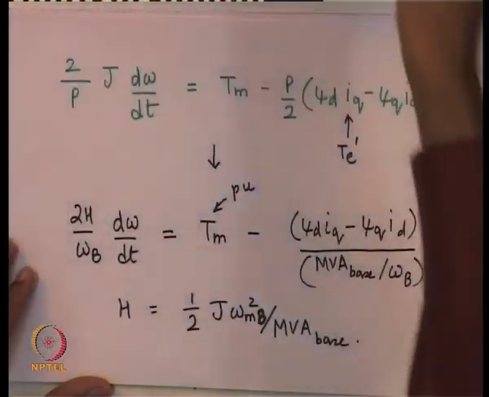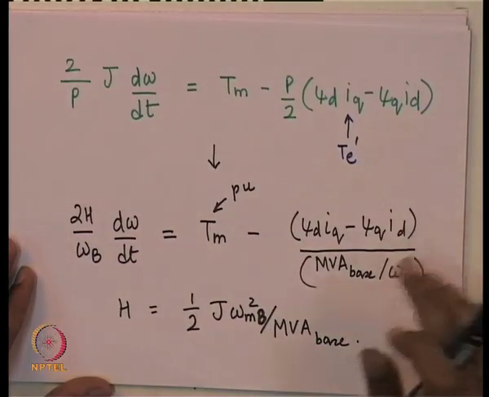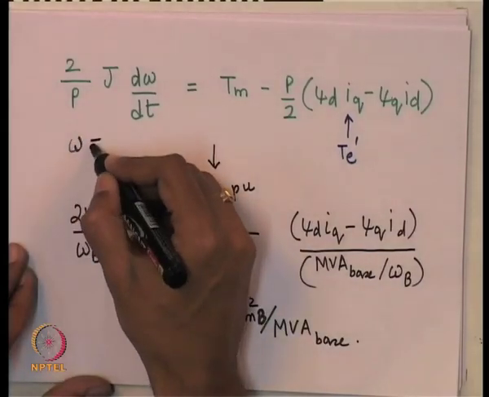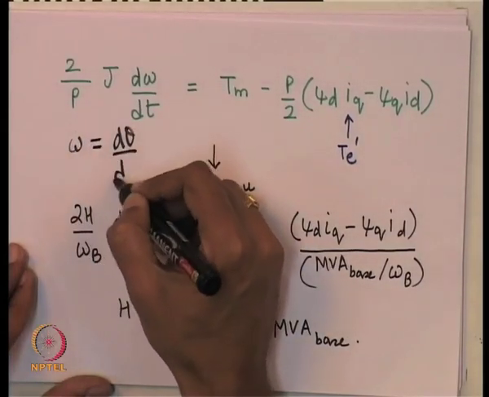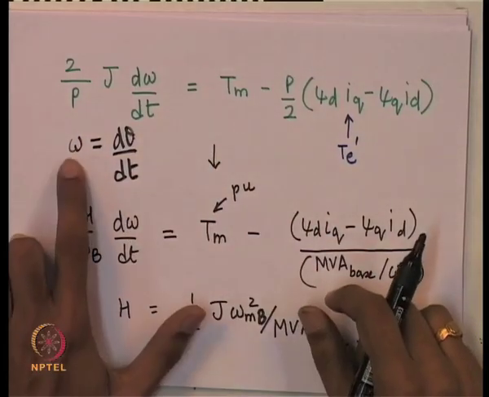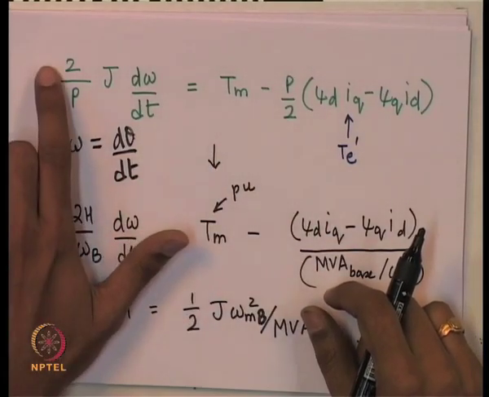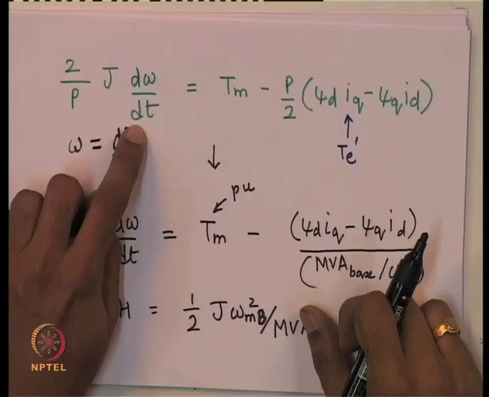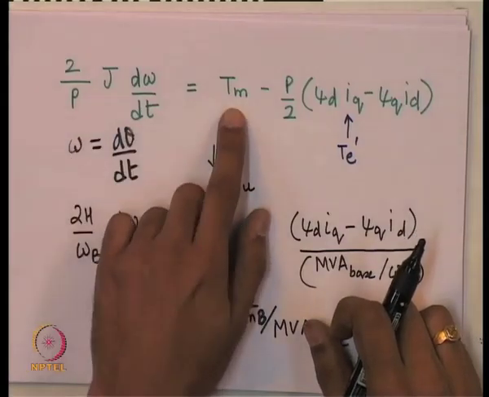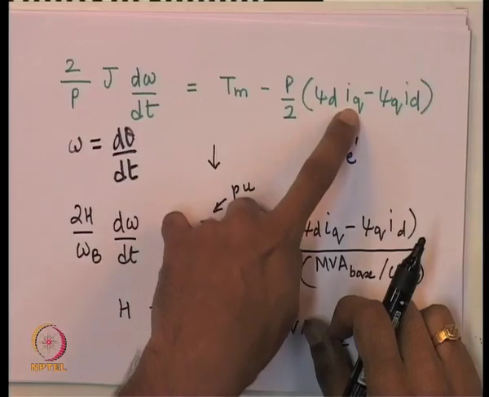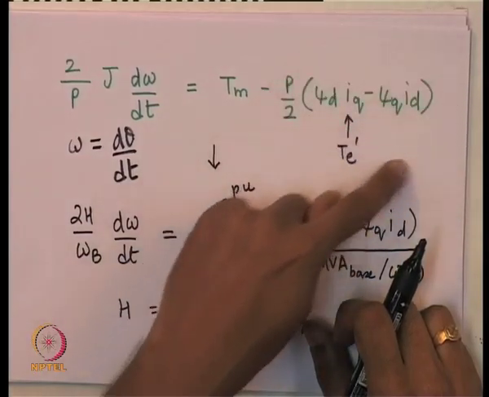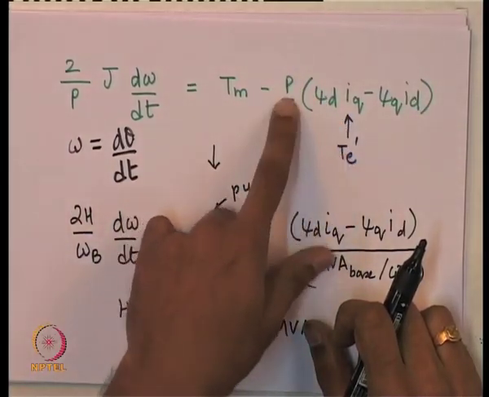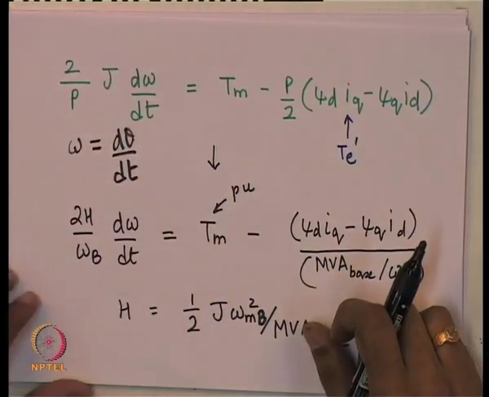Now, our discussion would not be complete unless we talk about how omega or theta vary. In fact, omega itself is d theta by dt, this is the electrical angle theta, omega is the electrical angular frequency. So, we got this equation sometime back, 2 by p, p is the number of poles, J d omega by dt, J is the moment of inertia, is equal to Tm minus p by 2 into psi d Iq minus psi q Id. It is a very neat term for the Te dash. So, p by 2 times Te dash is actually the electromagnetic torque which we get.